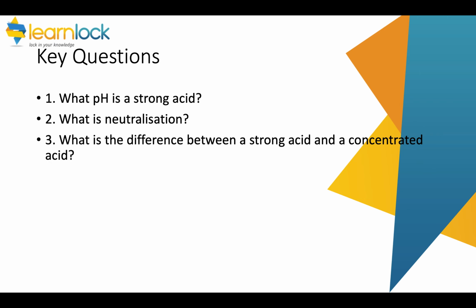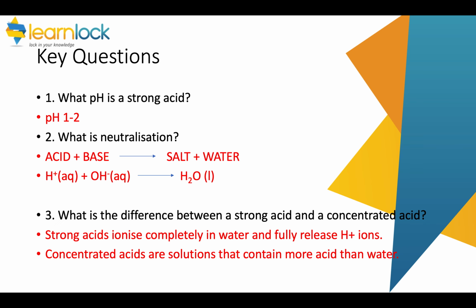Here are some key questions. If you pause the tutorial, try and answer these questions now. So a strong acid is pH 1 to 2. Neutralisation is acid plus base makes salt and water, and the ionic equation is shown.